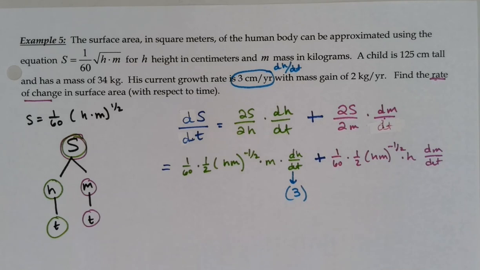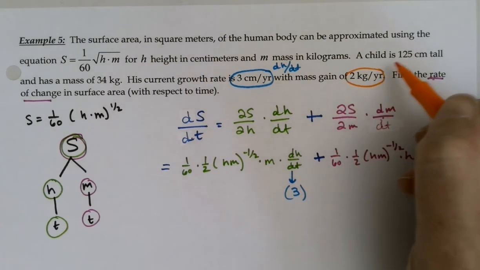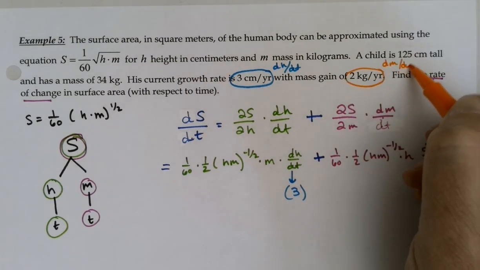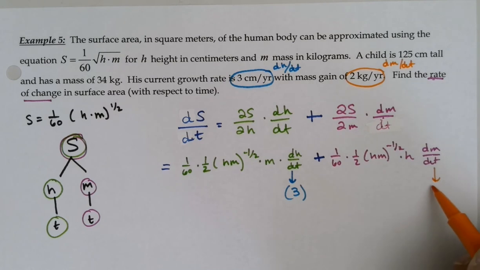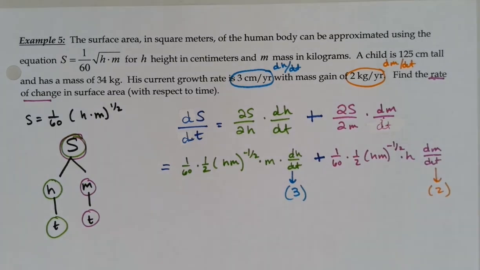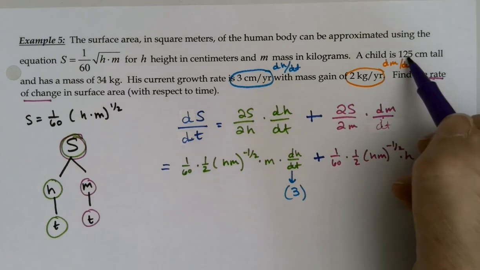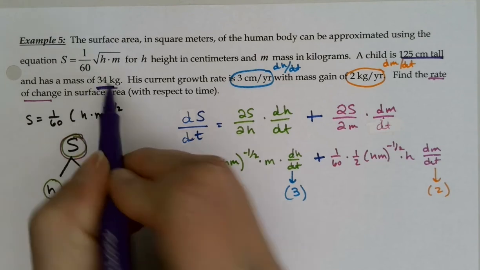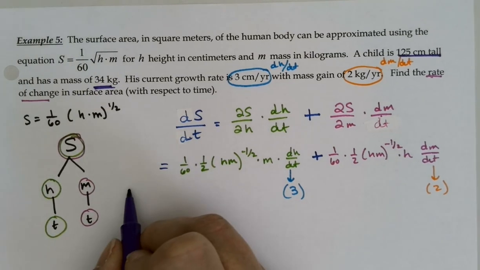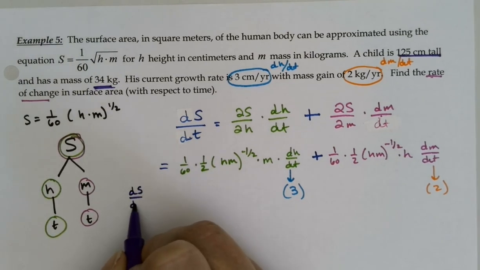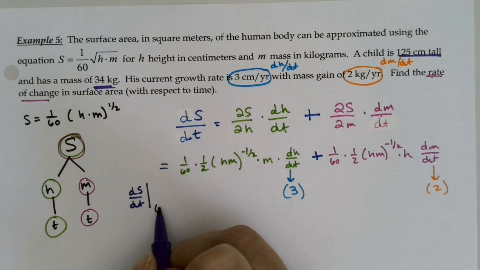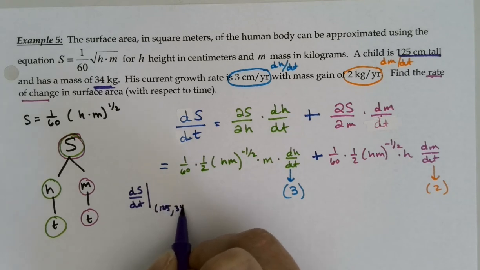And then we also know that the other number over here for the m is going to be 2 because it was given right here. So dm/dt, we know that number is going to end up being 2 for this particular student. What else were we given for this student? Well, we were given that the student is 125 centimeters tall and has a mass of 34. So what we're really going to look for is ds/dt for this student at 125 and 34.